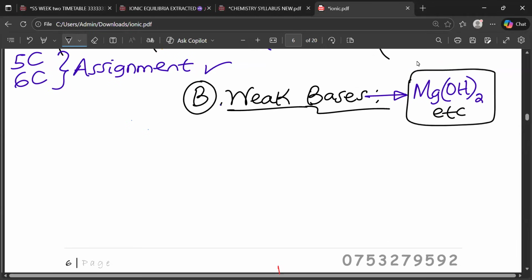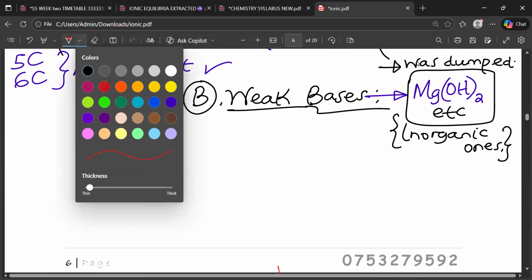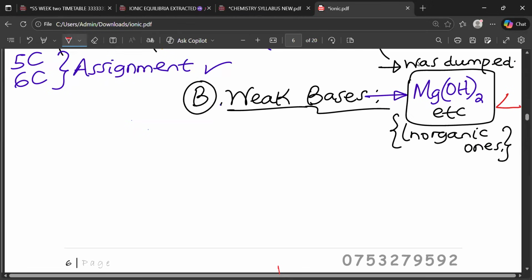This group was dumped a long time ago. The inorganic weak bases were dumped. We don't need them here. So I'll put a danger sign to show you that I don't need them.